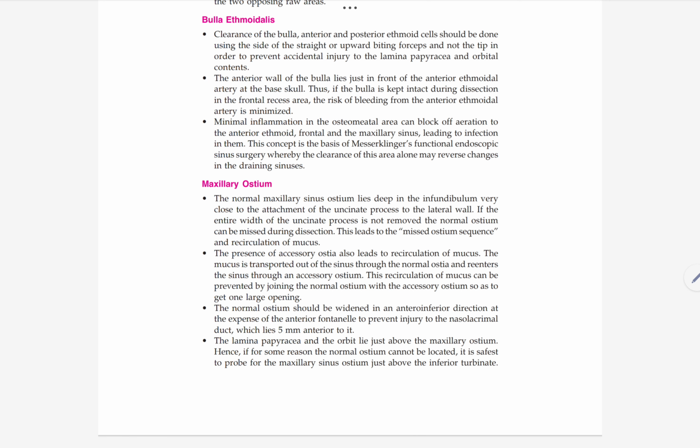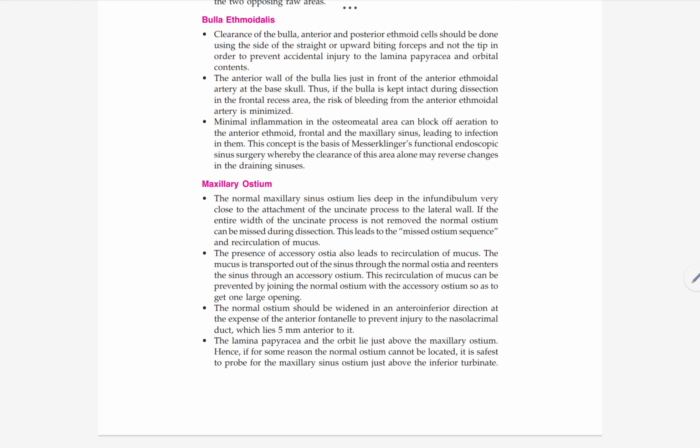Clearance of the bulla, anterior and posterior ethmoid cells should be done using the side of a straight or upward biting forceps and not the tip, in order to prevent accidental injury to the lamina papyracea and orbital contents. The anterior wall of the bulla lies just in front of the anterior ethmoidal artery at the base of skull. Thus, if the bulla is kept intact during dissection in the frontal recess area, the risk of bleeding from the anterior ethmoidal artery is minimized.